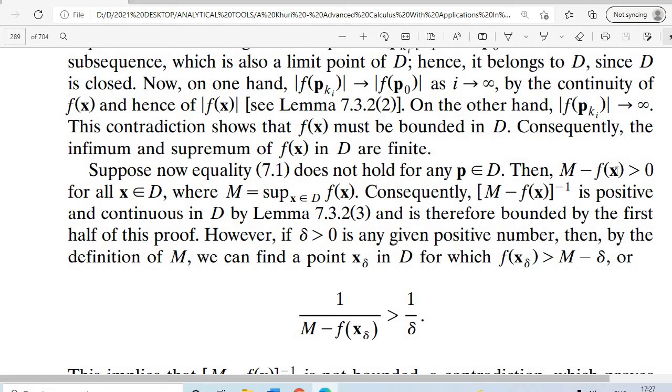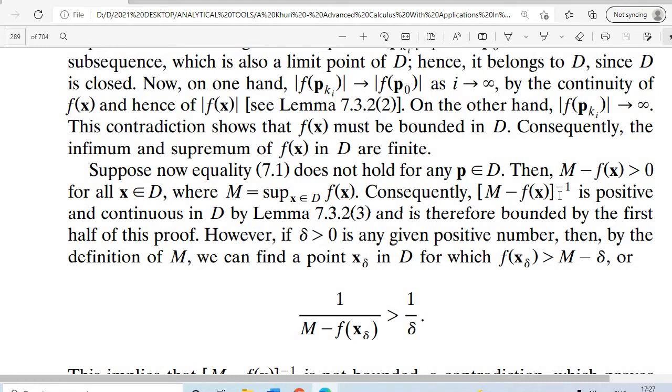M ആണ് maximum എങ്കിൽ ബാക്കിയുള്ള f of x അതിനേക്കാളും താഴെയായിരിക്കും. So naturally m minus f of x will be greater than 0. Okay. That is m minus f of x is greater than 0. കാരണം m ആണ് maximum. f of x ഒക്കെ വേറെ ഏത് x എടുത്താലും അതിനേക്കാളും കുറവാണ്. So that is positive. So naturally m minus f of x raised to minus 1 is also positive. Okay. So since this is positive, and you know f of x is continuous, naturally m minus f of x is continuous. Naturally m minus f of x raised to minus 1 is also continuous.